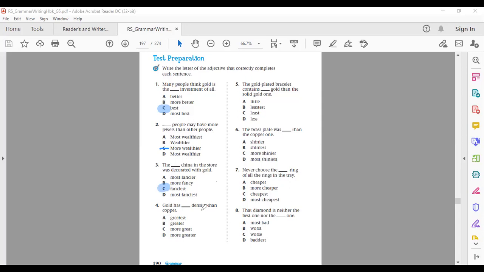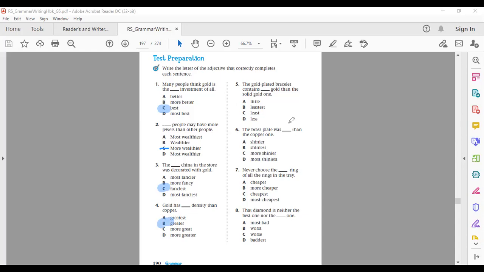Number 4. Gold has a greater density than copper. Greater, excellent job. And then number 5, Malak. The gold-plated bracelets contain less gold than solid gold ones.